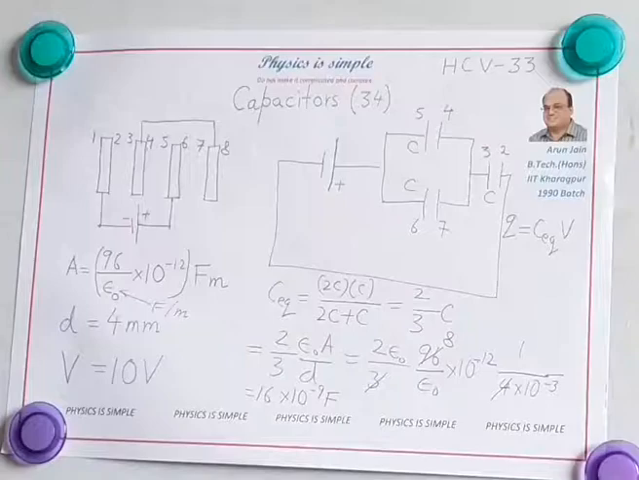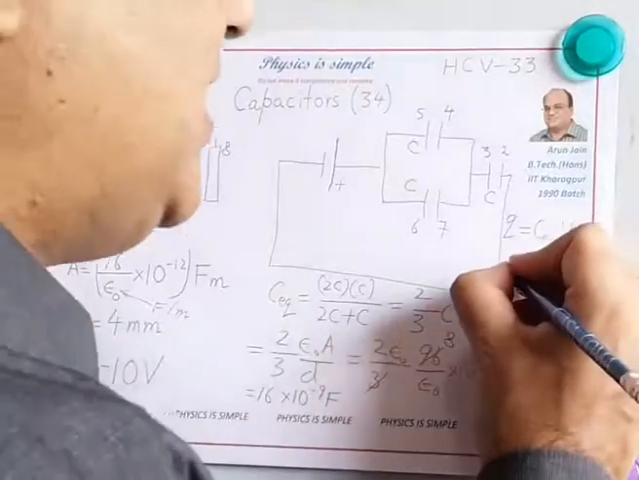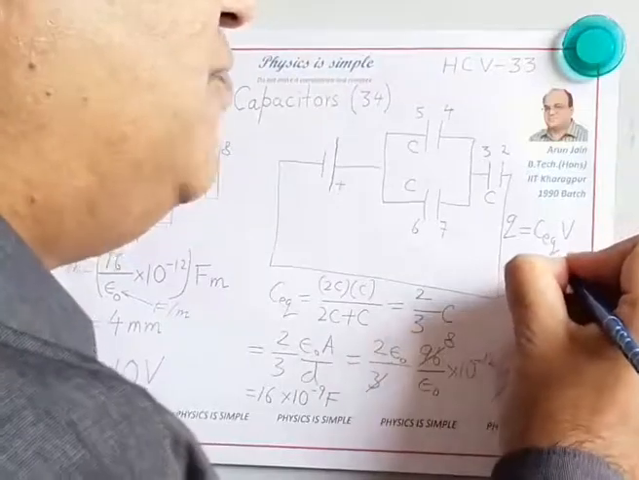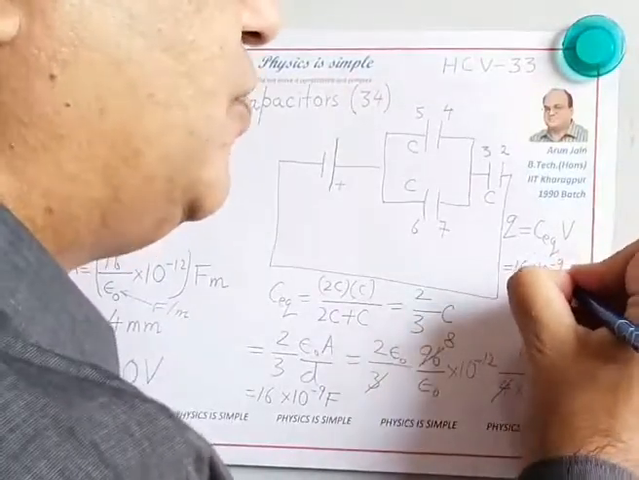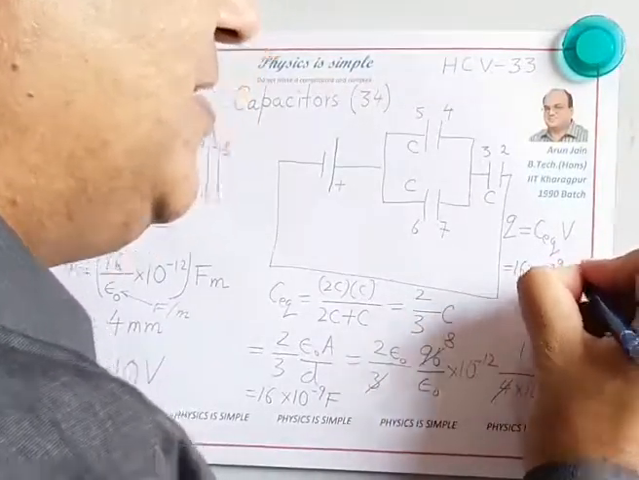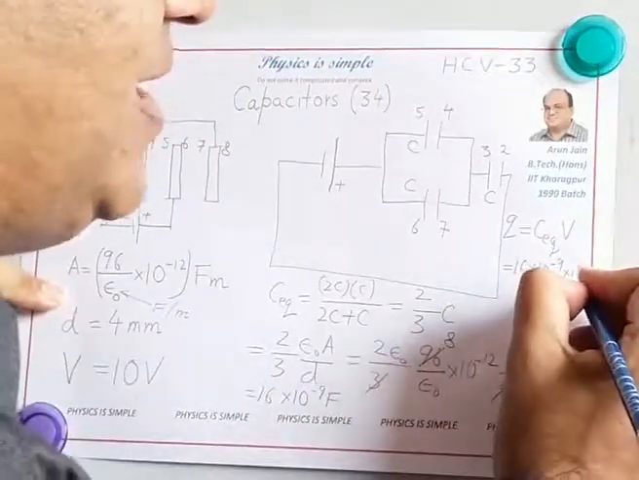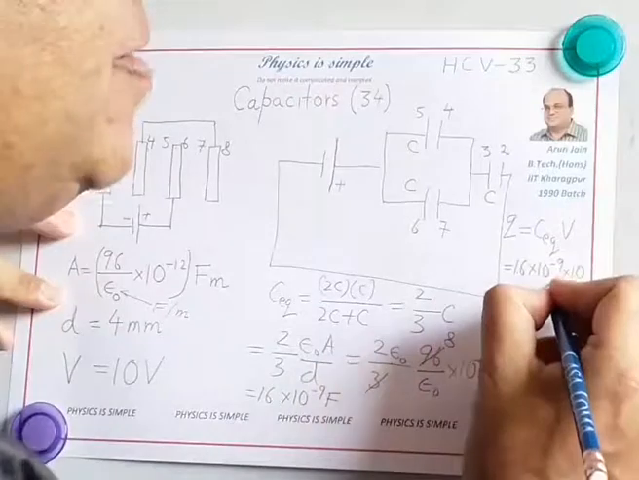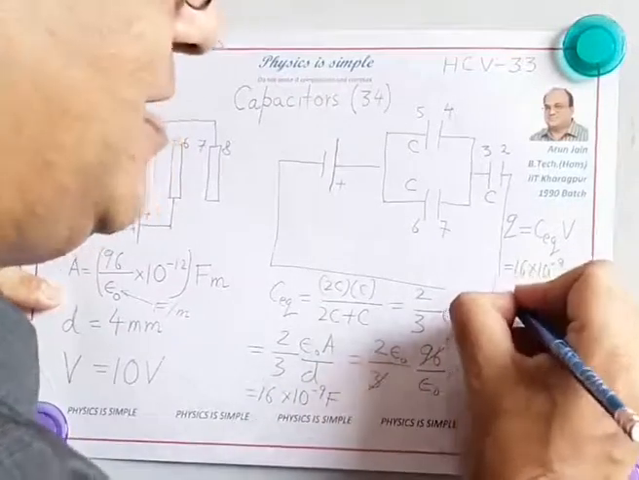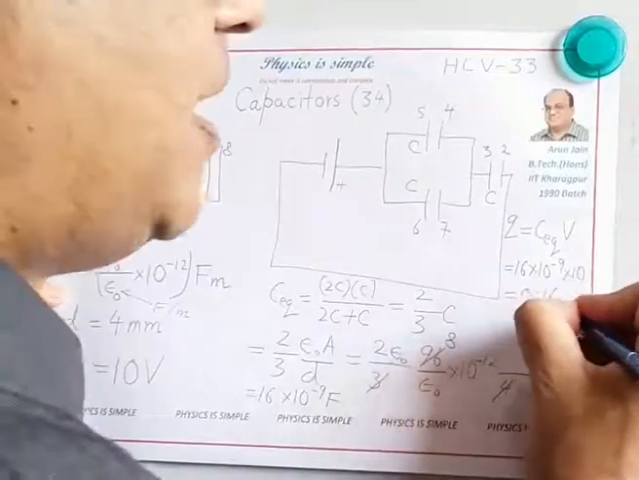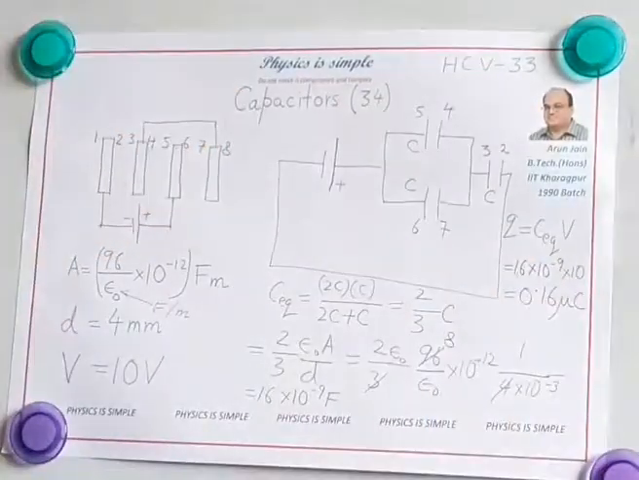C equivalent is here 16 into 10 to the power minus 9, and V is 10 volts. So this gives us 16 into 10 to the power minus 8, that is 0.16 into 10 to the power minus 6. So we can write the answer as 0.16 microcoulomb.